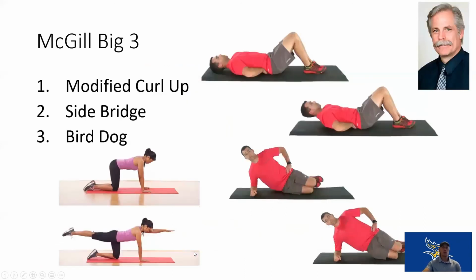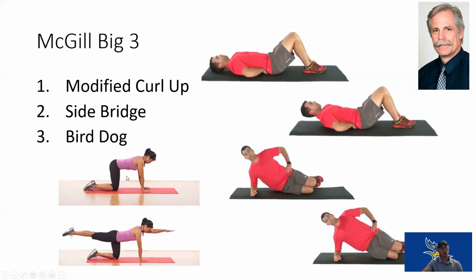And then we can do the big three. These are an addition onto your class. These are the big three by Dr. Stu McGill. The modified curl up, where you put your hand under your back and you are lifting your chest off the ground. So we're trying to smash our hand and lift our chest off the ground very slightly. This is working the abdominal muscles, teaching us control on the front side.